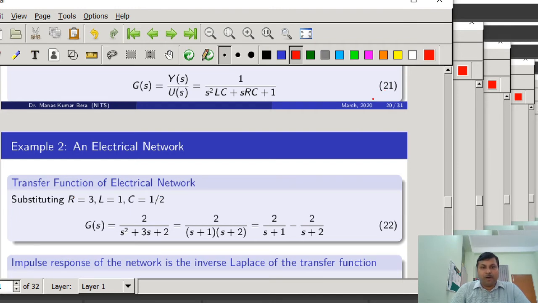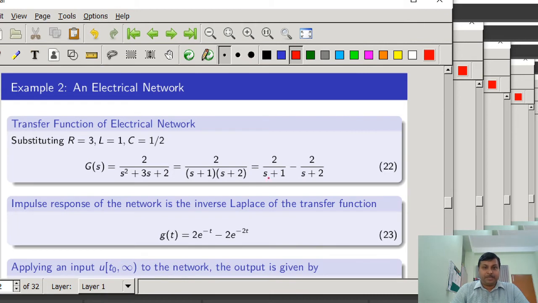Now if we substitute all the parametric values R, L and C in equation number 21, we get the transfer function for the system G = 2/(S² + 3S + 2), which can be represented after partial fraction expansion as 2/(S+1) − 2/(S+2). Okay, why have we represented it like this?